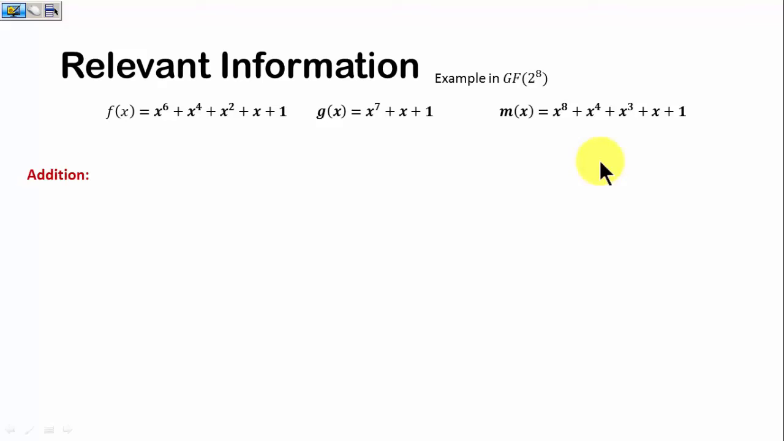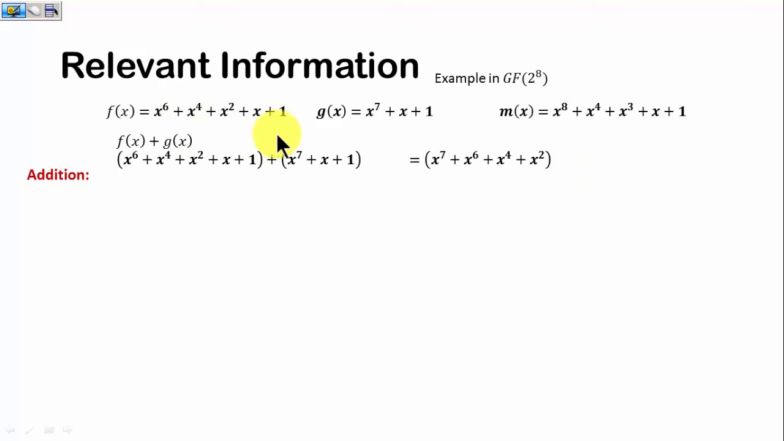So if you are performing an addition operation, f(x) plus g(x), then basically you are adding this term to this term, and when you compare these two, you will find x and 1 are repeating, so they will nullify. This will result in x to the power 7, x to the power 6, x to the power 4, x square. If we represent the same numbers in binary, the binary here is 0 1 0 1 0 1 1 1, because this is x naught, this is x1, this is x square, this is x4, then this is x6.